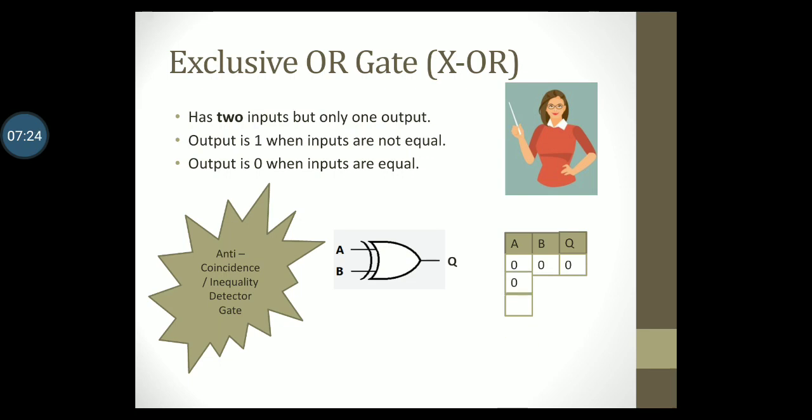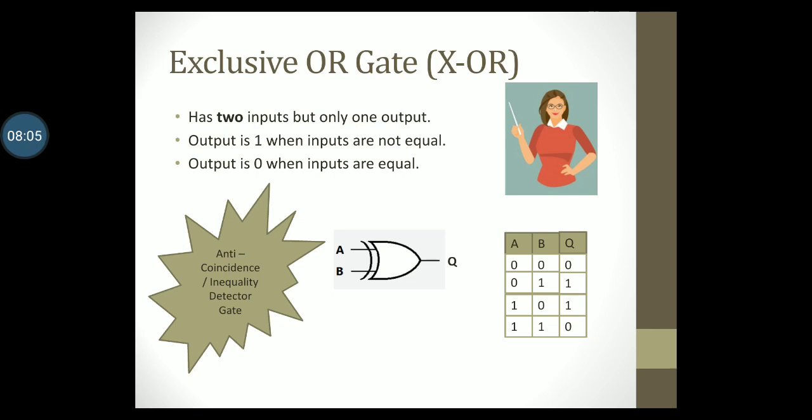If A is 0 and B is 1, notice that the inputs A and B are unequal. Then the output of the XOR gate will be 1. If A is 1 and B is 0, in other words, both the inputs are unequal, then the output of the XOR gate will be 1. Lastly, if A is 1 and B is also 1, that is, both the inputs are equal, then the output of the XOR gate will be 0.